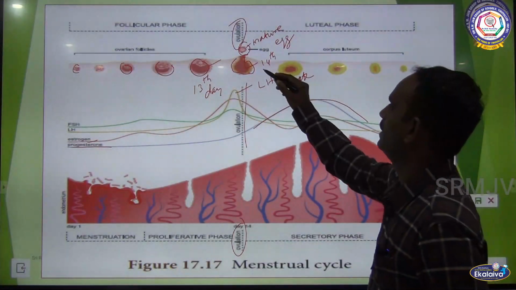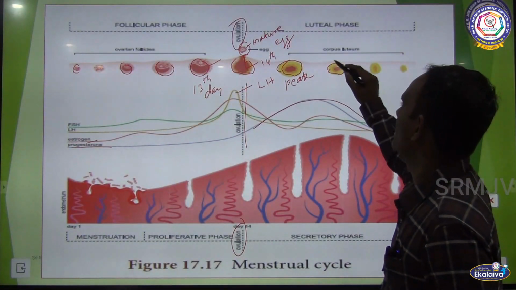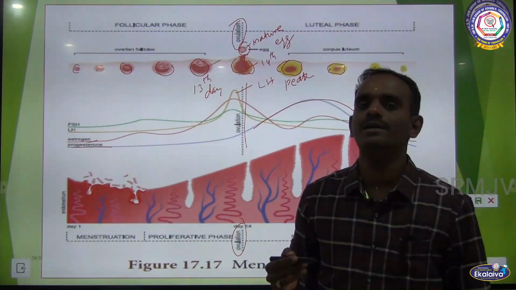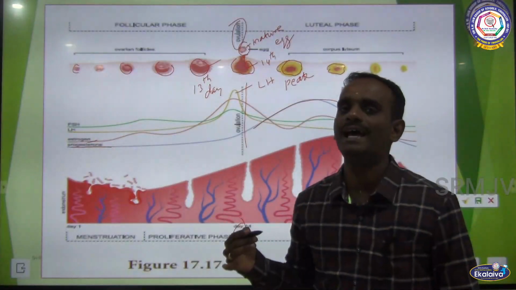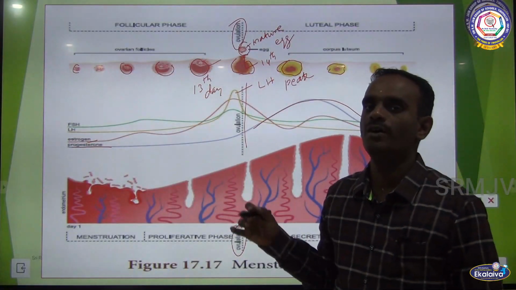After that, the empty Graafian follicle is changed into the corpus luteum. The corpus luteum is a temporary endocrine gland. Okay, these are all the events that take place in the female body.